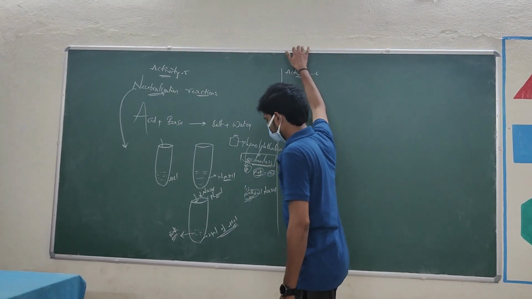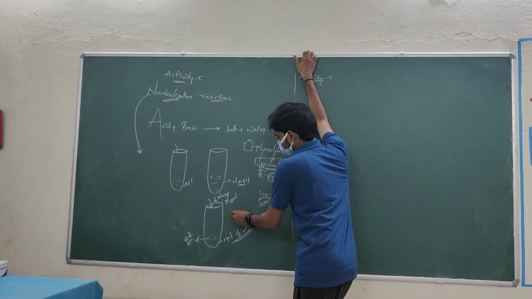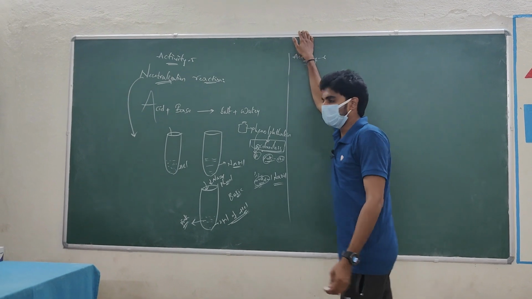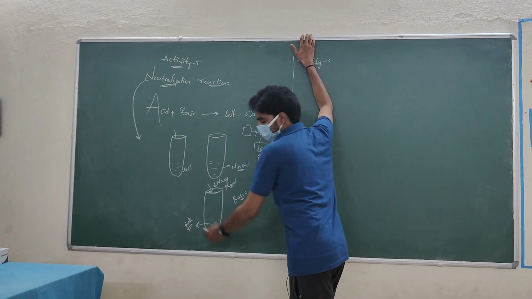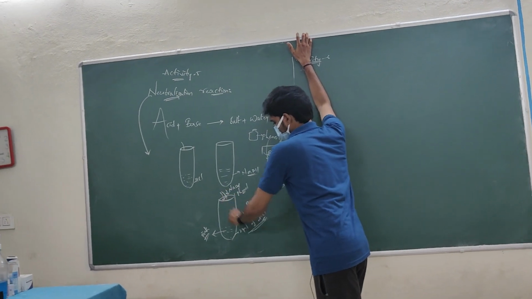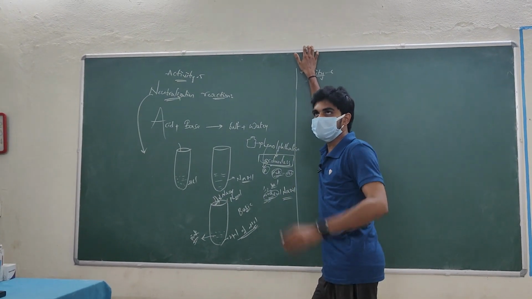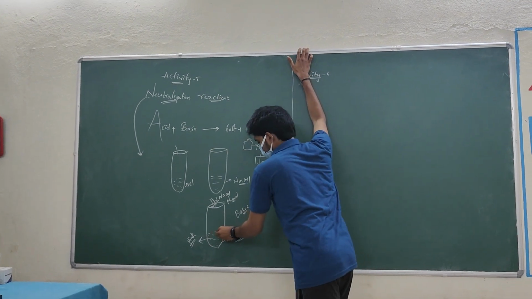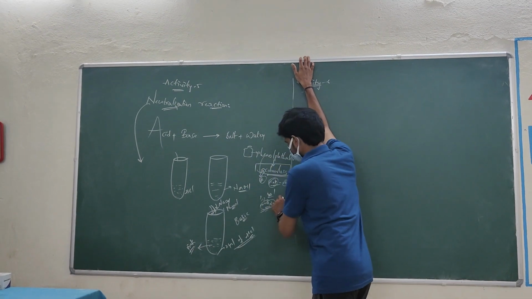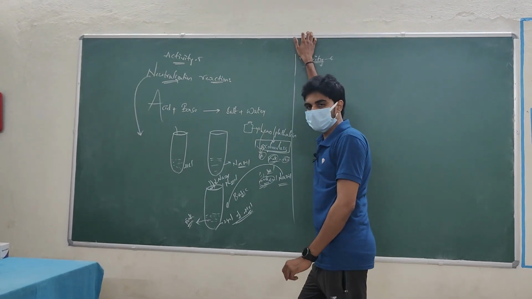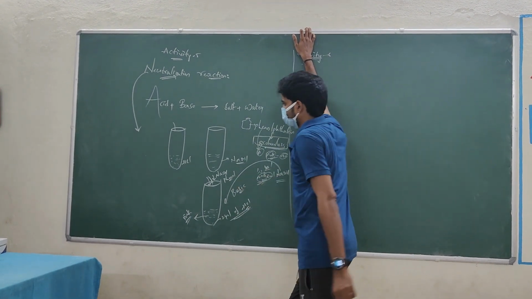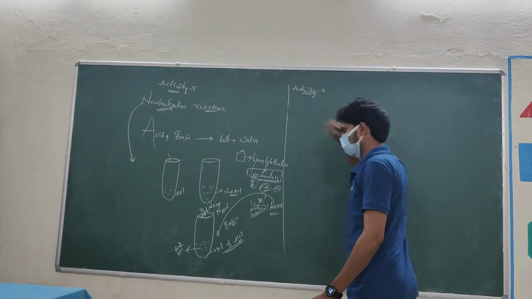Why did this happen? Because we increased the basic nature of the solution by adding more NaOH compared to the HCl. Suppose you want to remove this pink color, just add 1 ml more HCl. Now the pink color vanishes and it becomes colorless again, right? If you want the pink color back, just add 1 ml more NaOH. Now the pink color appears again, right? So this is a wonderful reaction to see while dealing with the activities.